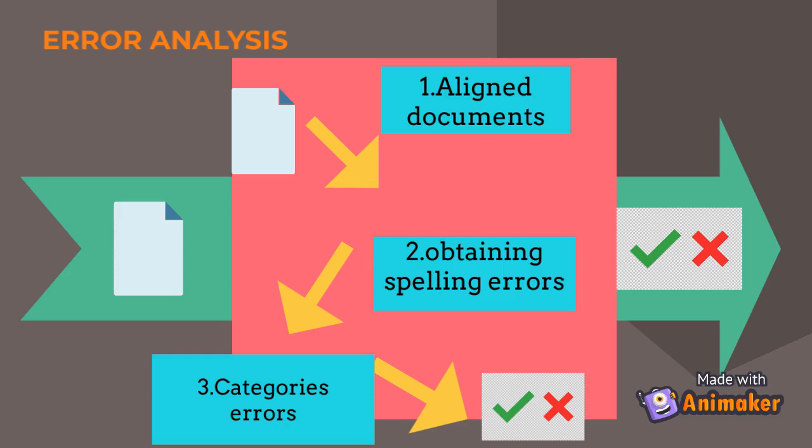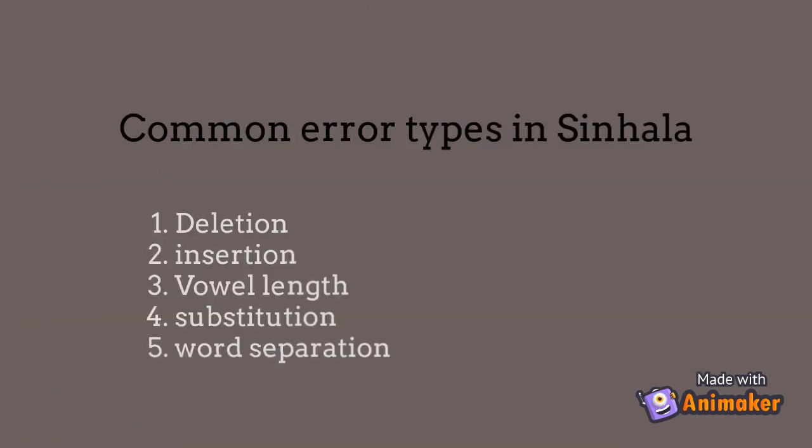The aligned documents were passed through several Python scripts to obtain a large set of erroneous words with their respective corrected words. The obtained spelling error list supported the identification of common errors made in the Sinhala language. The most common error types recognized in the Sinhala language are deletion, insertion, vowel length, substitution, and word separation.